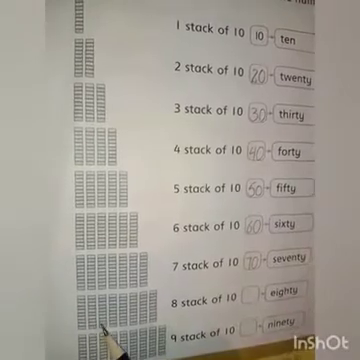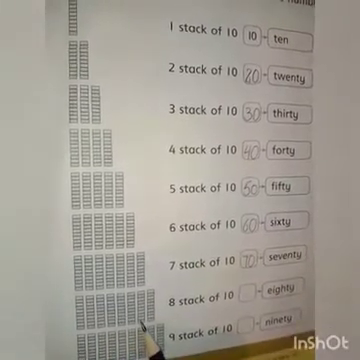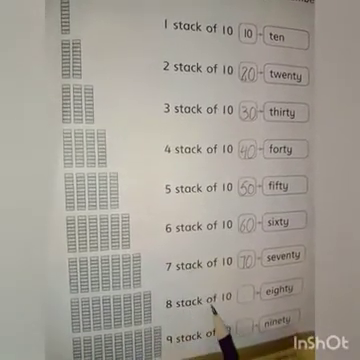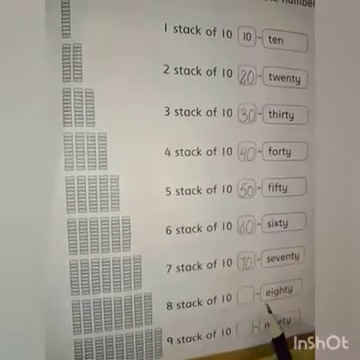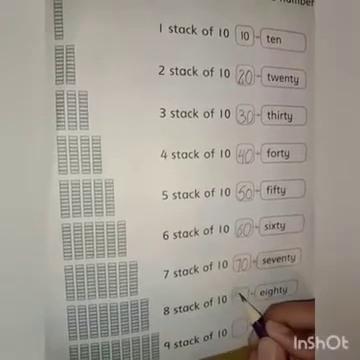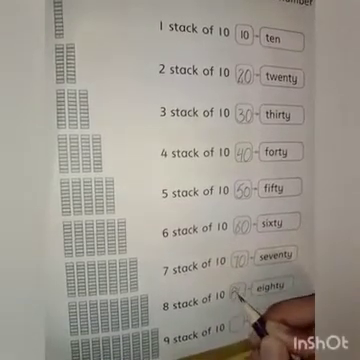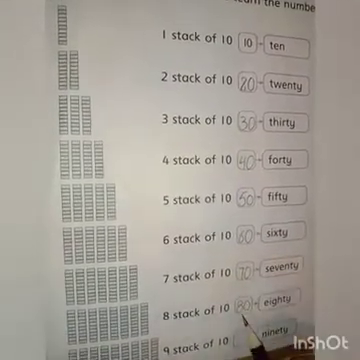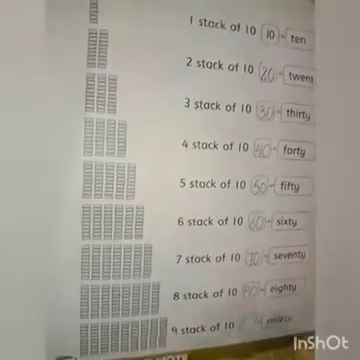Here we have 8 stacks of tens. 8 stacks of tens make the number 80. We are going to write 80 in numbers in the box. 80 in number, then 80 in words. Go for the next one.